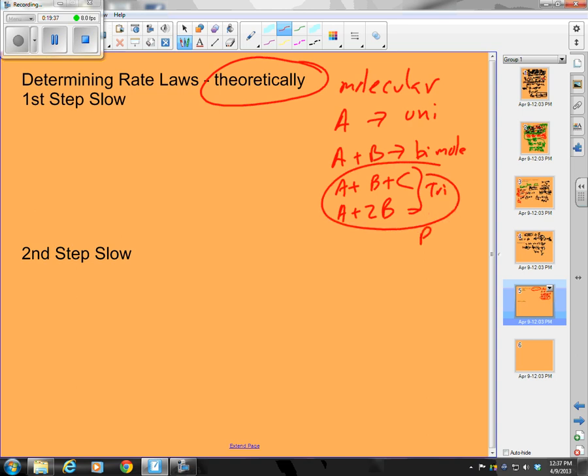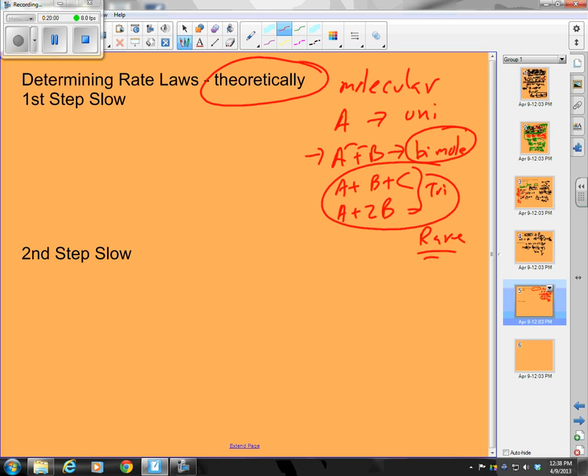Rare, this does not happen. That means these all have to happen simultaneously. That means B must collide simultaneously with A. Okay, that could make sense. So you can get bimolecular, but do you really get an A and 2Bs all colliding at the same time? No, that is rare. So we're going to use this knowledge and we're going to base our rate off of that.